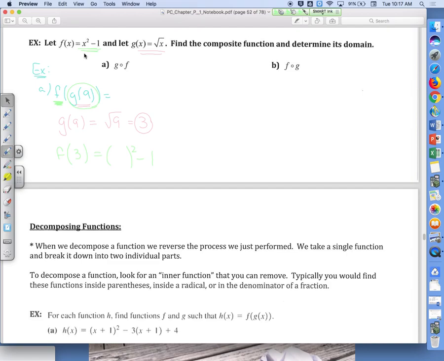And in this function f, where you see an x, we're going to take it out and plug in 3. So 3 squared is 9, and 1 gives me 10. So f of g of 9 is equal to 10.